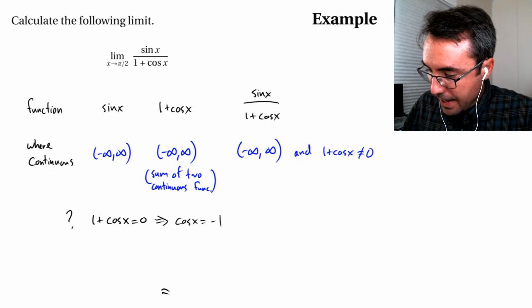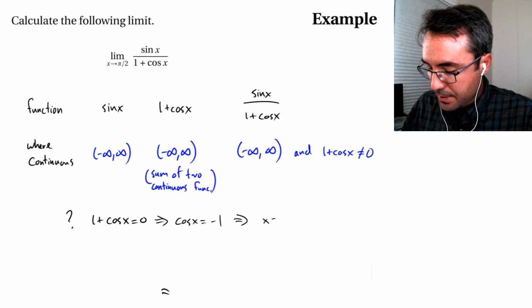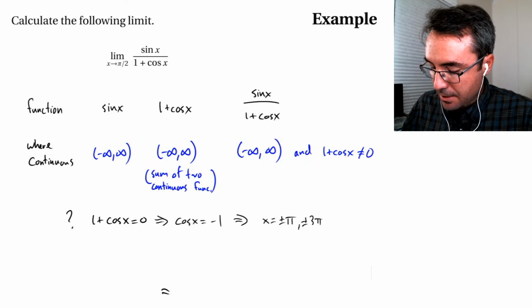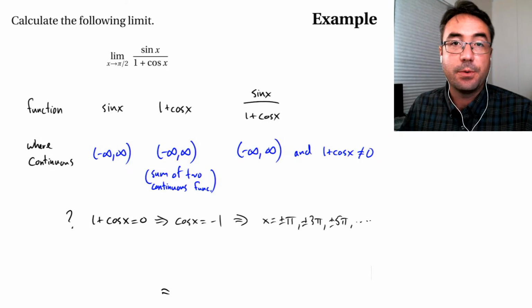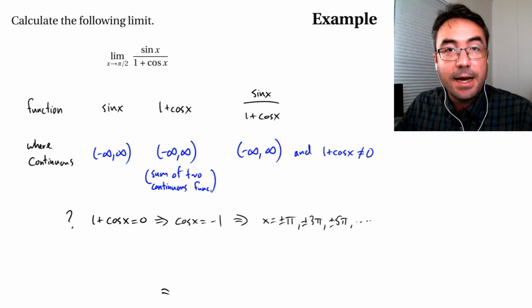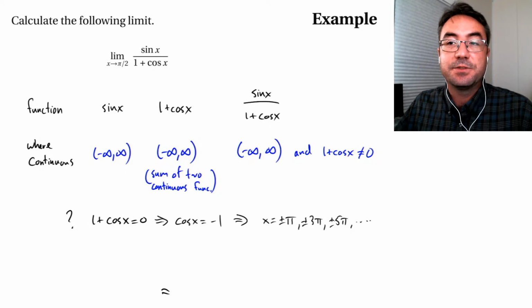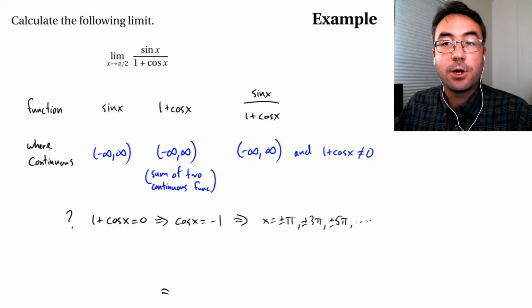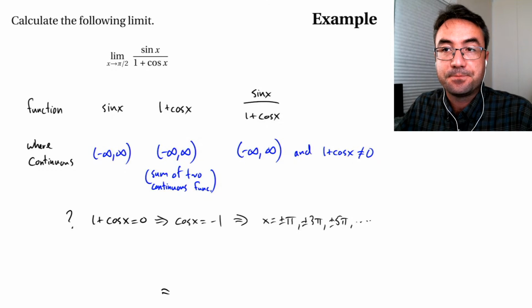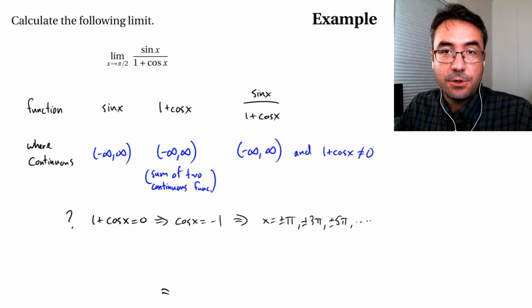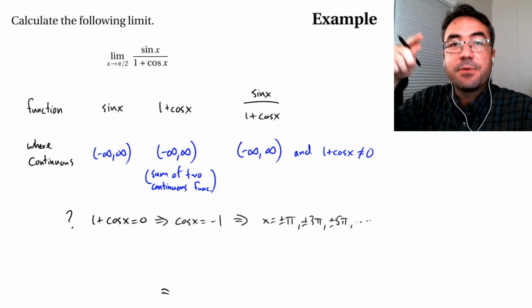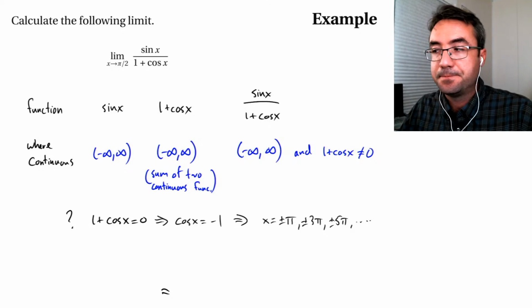And that happens where? It happens at the odd multiples of pi. And unfortunately, there's a whole bunch of places where this happens, so it just keeps going and going. So plus or minus pi, plus or minus 3 pi, plus or minus 5 pi. There's a whole bunch of spots where cosine x is equal to -1. So unfortunately, this function is continuous almost everywhere, at almost every x value, except those odd multiples of pi.